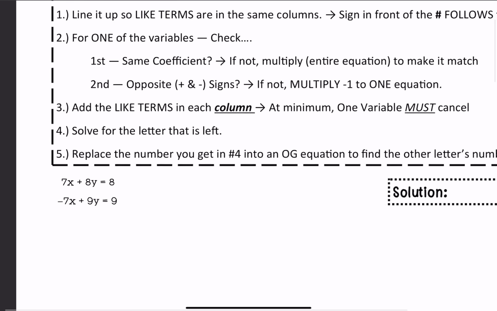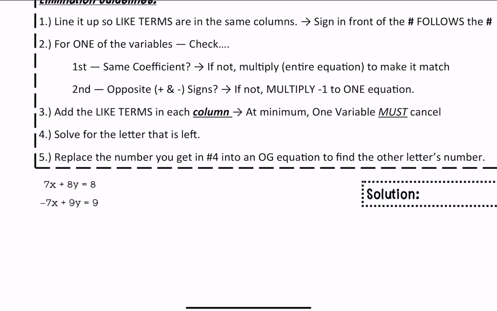So let's do it. Looking at this one, I'm going to label these 1 and 2. So first, is everything lined up? Like terms are in the same column. Are these the same like terms? Yes, they both have x's. Here, 8y and 9y, they are like terms. Equal signs are lined up. Equal signs must also be lined up. I know that's silly, but it's true. And then last but not least, 8 and 9 are like terms. So, like terms are all lined up, hunky-dory, beautiful.